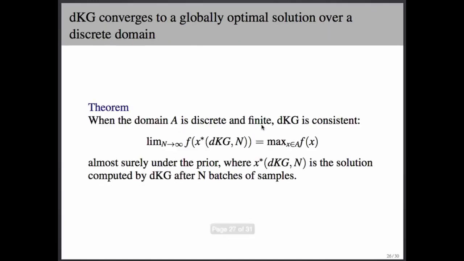In addition to this kind of qualitative analysis, we've also done theoretical work, and we've shown that the DKG algorithm is consistent in the sense that in the limit as you take an infinite number of samples, and if you have a finite feasible domain, the solution to the optimization problem that you get using the knowledge gradient acquisition function converges to the global optimum of the function.